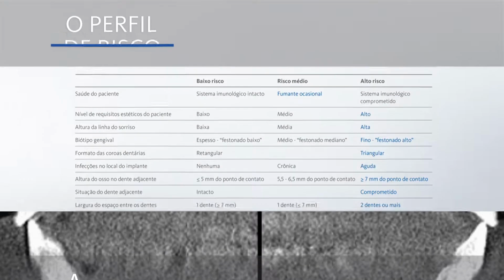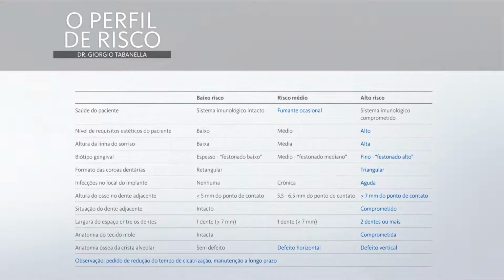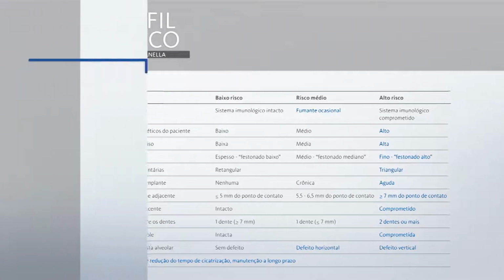We're dealing with a patient with a high risk profile. The patient is a smoker. We have very high patient expectations. We're dealing with a high smile line and a very thin phenotype.